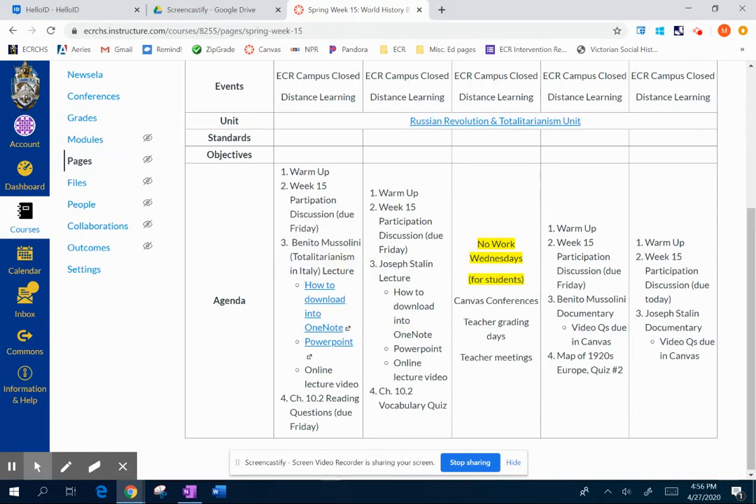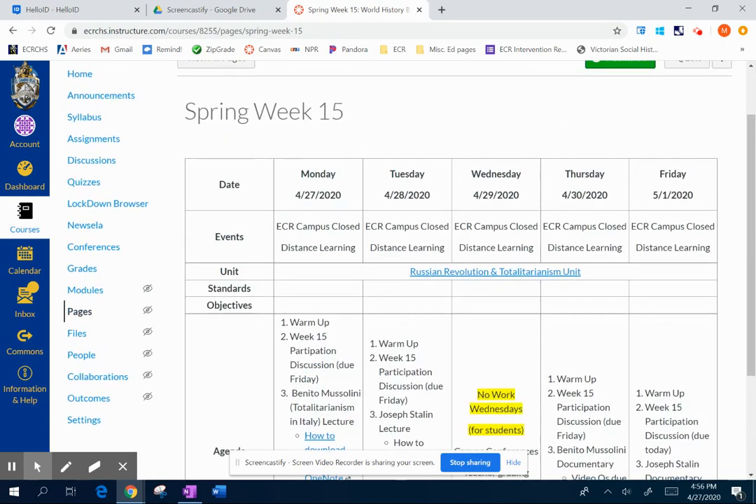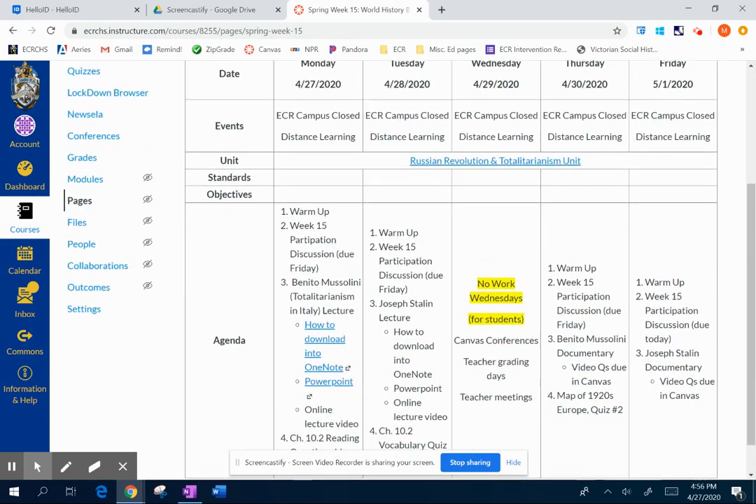And I know that because I'm here in week 15 and it's telling me that I've already gone through how to download this lecture into OneNote. I've got the actual PowerPoint available, and so now we're just recording the online lecture video for you guys.